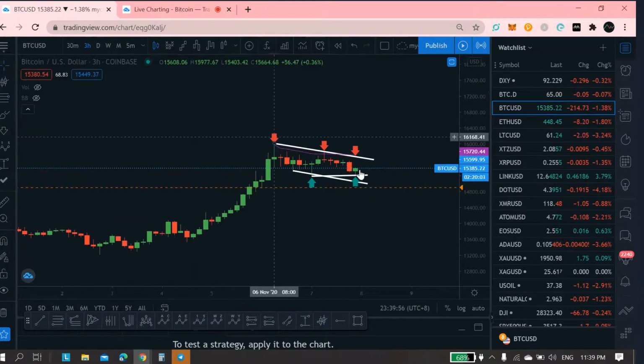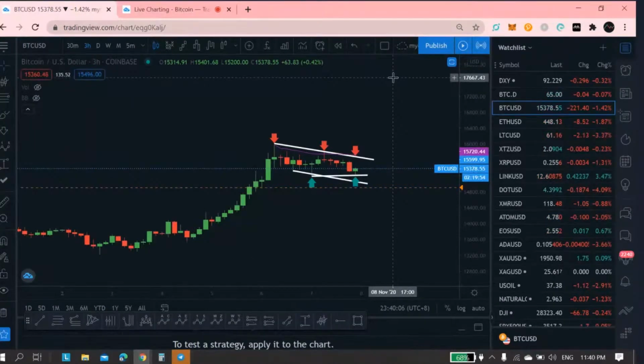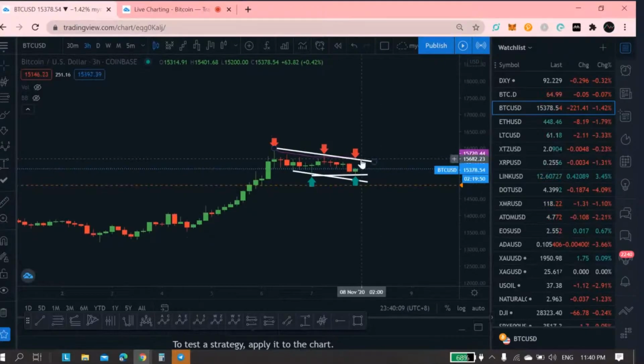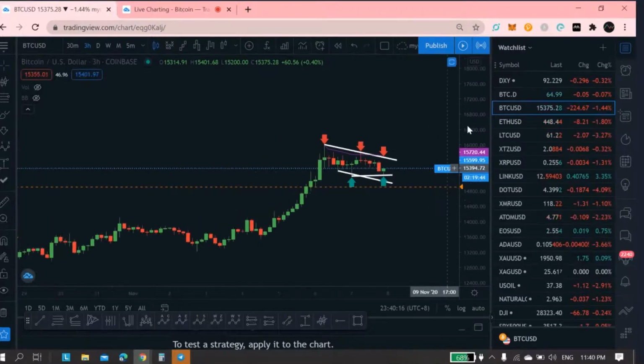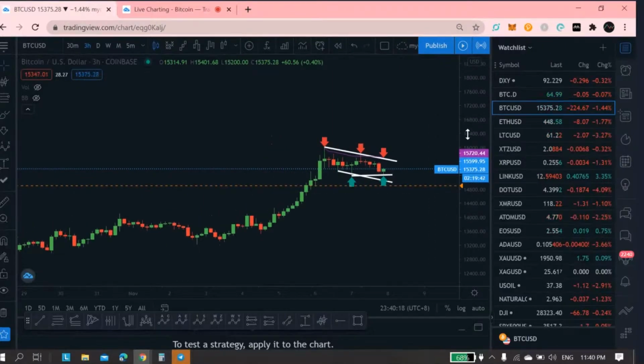Actually, it seems like a possible flag, if ever. Possible 17,000. Let's see, depends if it breaks this area. But for Bitcoin, I'm more holder, holder, holder and trader.